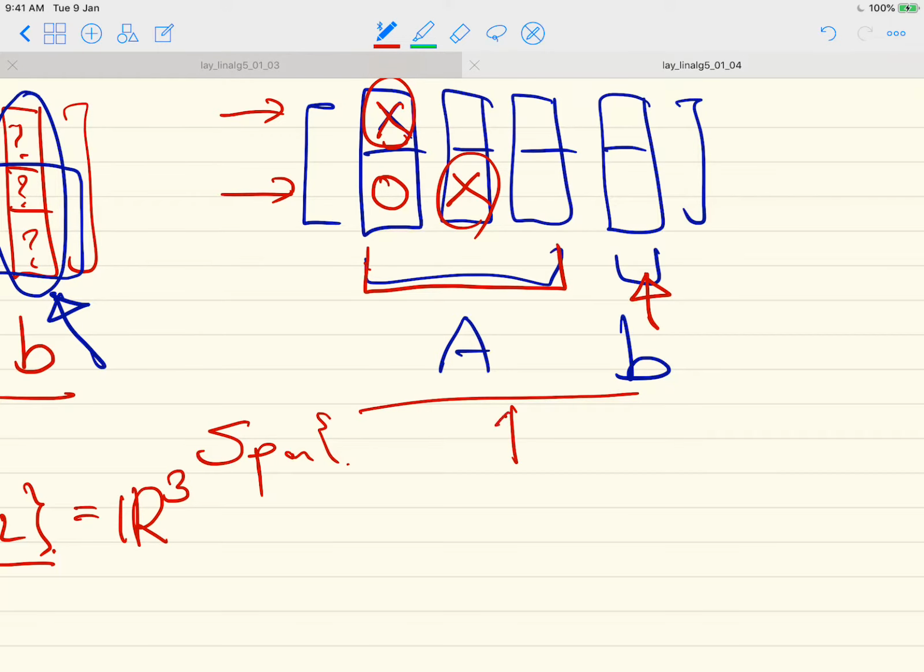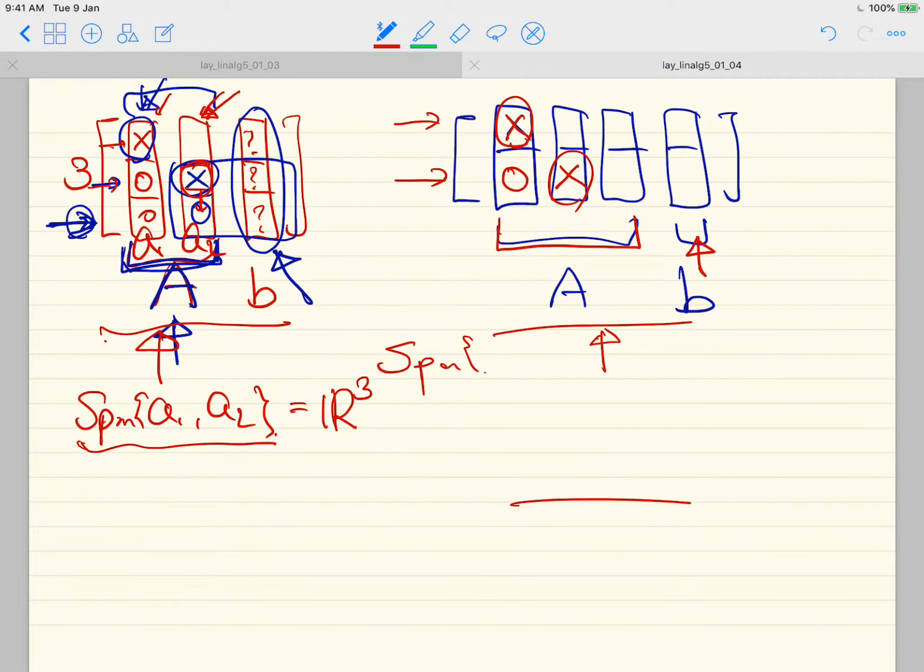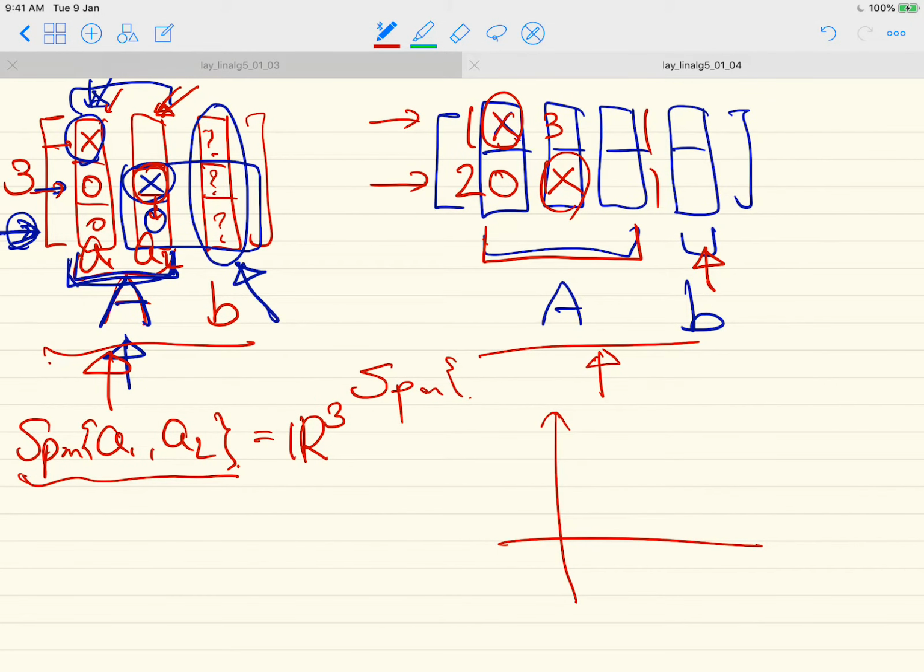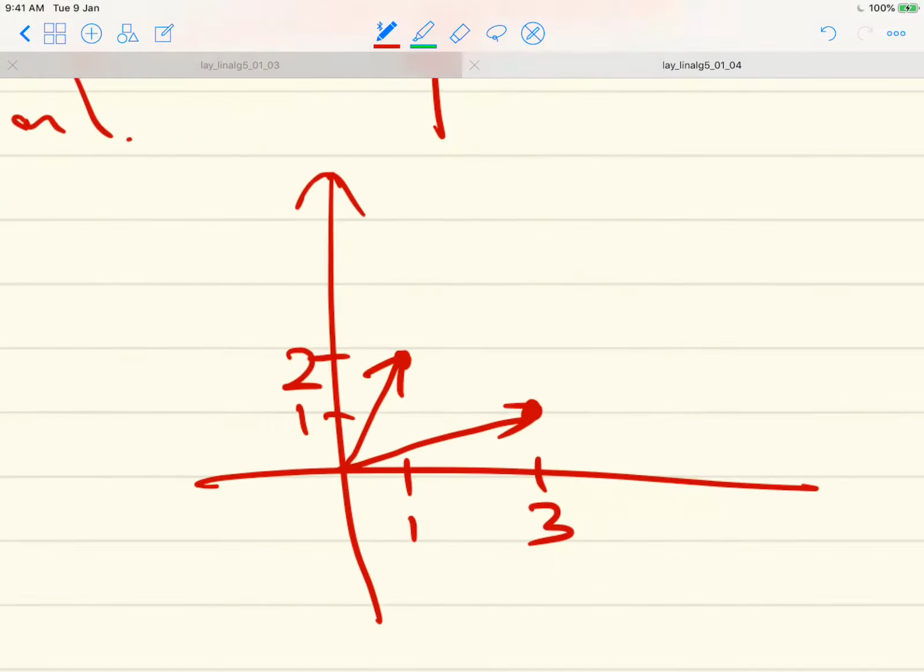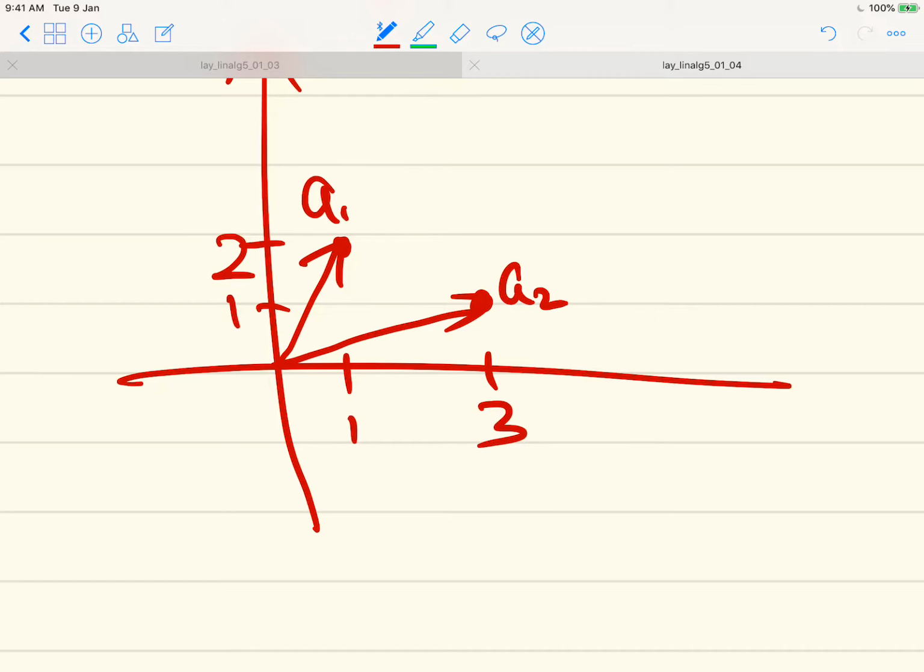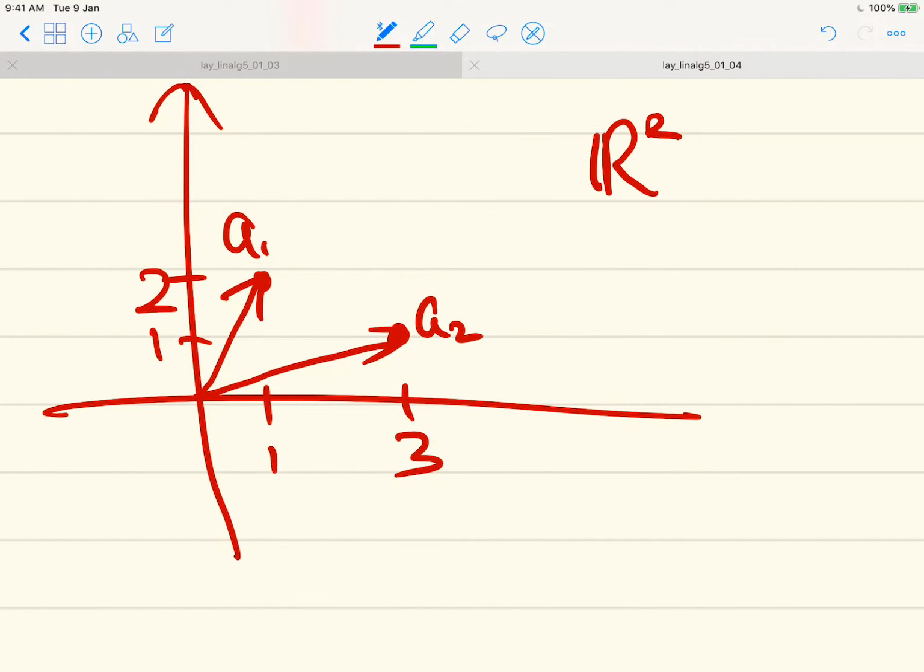Right, and then let's look at this example. Now let's think of this two-dimensional space, and suppose we have (1, 2), (3, 1), and maybe (1, 1). In this case, (1, 2) is over here, the first vector, and (3, 1) is somewhere around here. Let's think of the span of these two vectors, a1 and a2. By using these two vectors, we already fill up the entire R2.